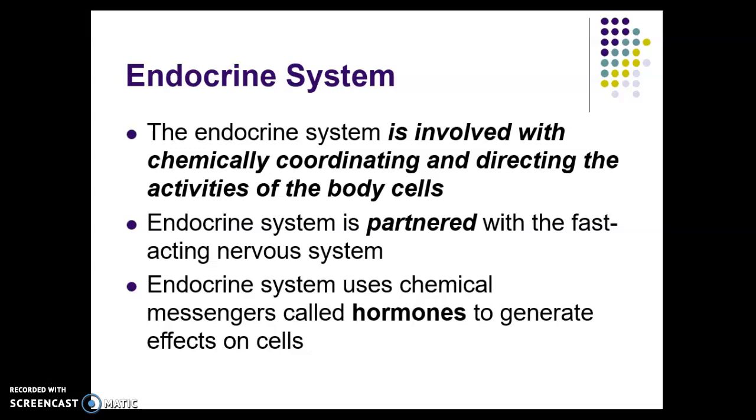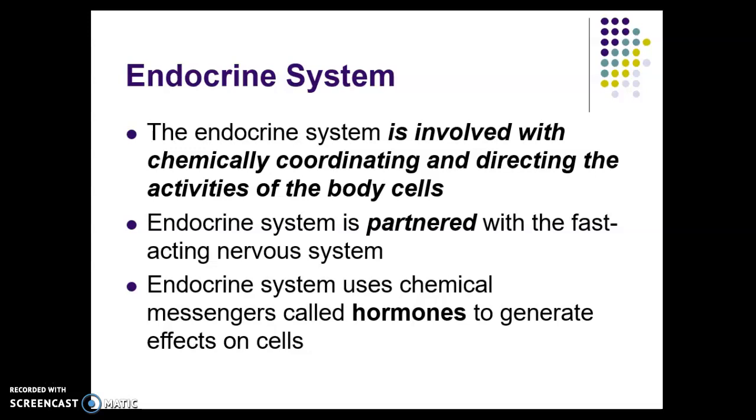So the endocrine system, which we talked about in Chapter 1, is the chemical coordinating and directing system of the body, maintaining our homeostasis in terms of growth and food, how we process glucose, changes in our body throughout our lifetime.